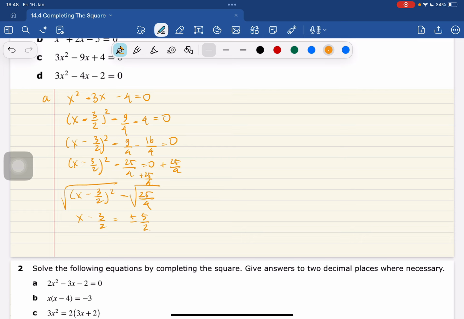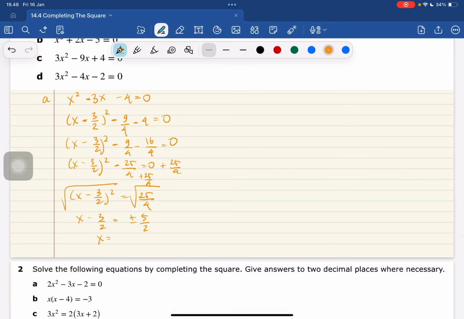For x, we add 3 over 2 to both sides. So we get plus or minus 5 over 2 plus 3 over 2. For the first x we use plus: plus 5 over 2, plus again 3 over 2. So we get 8 over 2, which equals 4. So this is the first x. For the second x, we have minus 5 over 2 plus 3 over 2, so we get minus 2 over 2. So the second x is going to be minus 1.